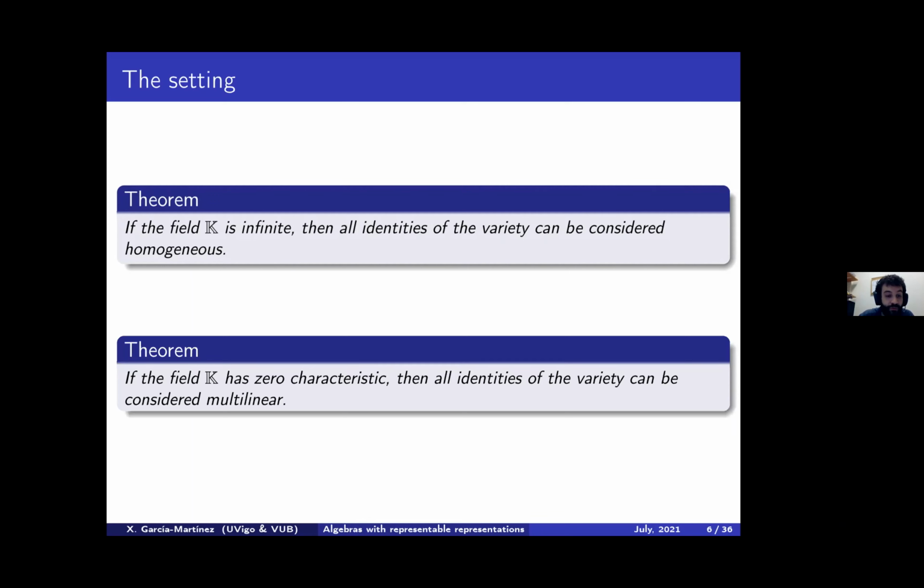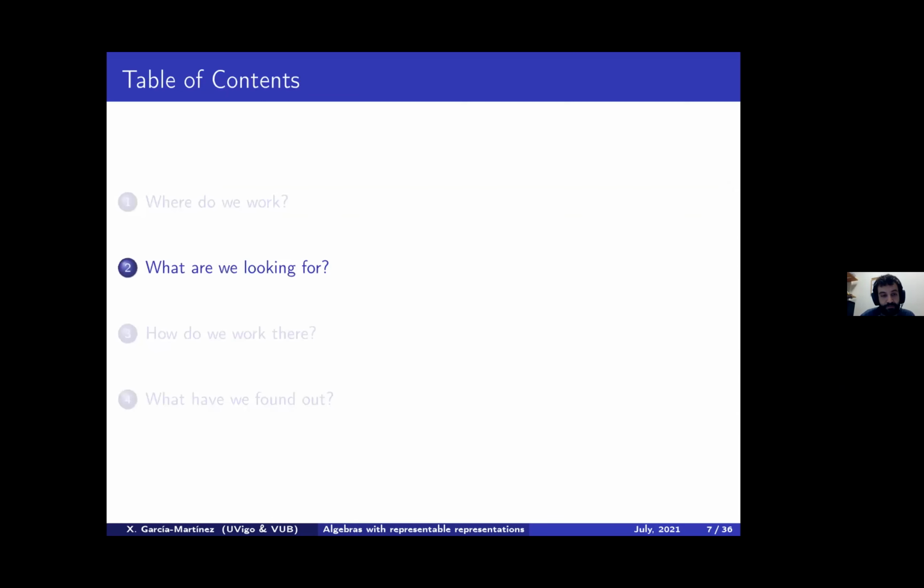Moreover, if the field K has zero characteristic, then all identities can even be considered multilinear. That means that each variable only appears once. For example, the identity XX equals zero can be written as XY plus YX, right? With one X and one Y. Anyway, we will work where the field is infinite, so we can consider degrees of identities. Okay, so what are we looking for?